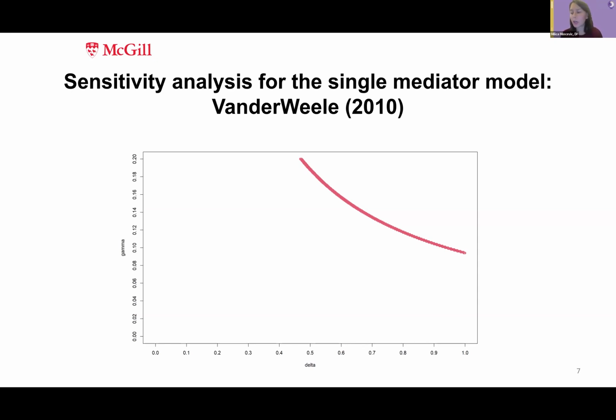And on the y-axis, we have the parameter gamma, which is the effect of the confounder on the outcome. So for example, all along this red line, any value we pick corresponds to a value of delta and gamma that would nullify the observed indirect effect. So for these data, a gamma of 0.16, so the effect of the confounder on y of 0.16, and a difference in prevalence of 0.6 would be sufficient to nullify the observed indirect effect.